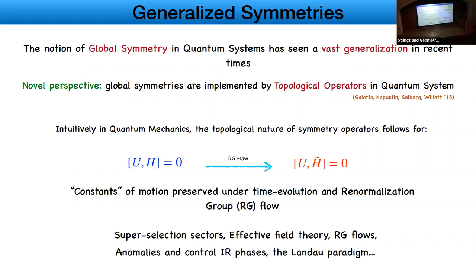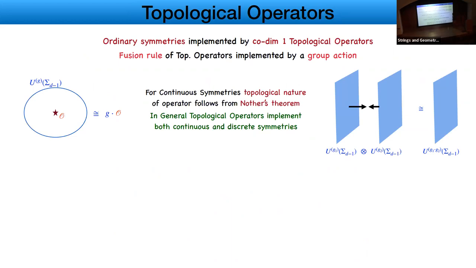Very good. So intuitively, we can go back to the bread and butter physics that we learn in quantum mechanics. When we say we have a symmetry in quantum mechanics, we want something that commutes with the Hamiltonian. And this statement should be invariant under RG flow. Given the renormalized Hamiltonian at any scale, the operator that I give you should commute with the Hamiltonian. What this means, of course, is that having symmetries gives you constants of motion that are preserved under time evolution and renormalization. And this is super powerful in understanding selection sectors, among other things.